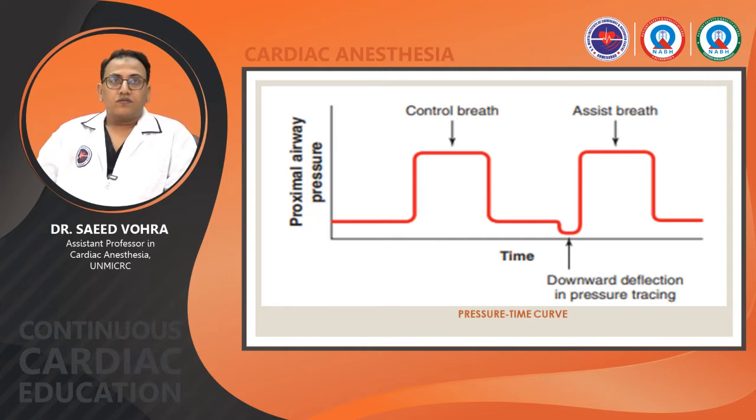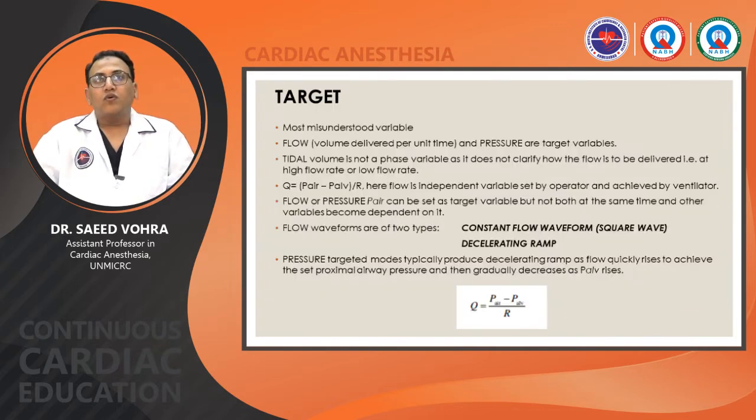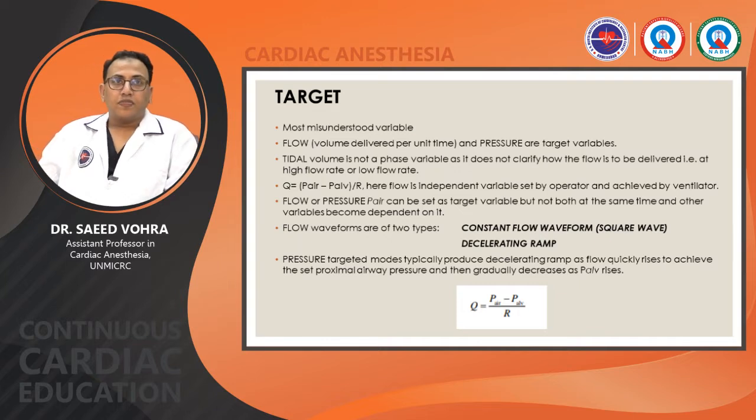Now, target. Target is the most misunderstood variable. The flow, which is volume delivered per unit time, and pressure are the target variables. This means flow and pressure are the target variables and not the tidal volume. Flow can be depicted as the difference of proximal airway pressure and the alveolar pressure over the resistance. Here the flow is an independent variable set by the operator and it is achieved by the ventilator. Flow or pressure can be set as a target variable, but both can't be set at the same time.